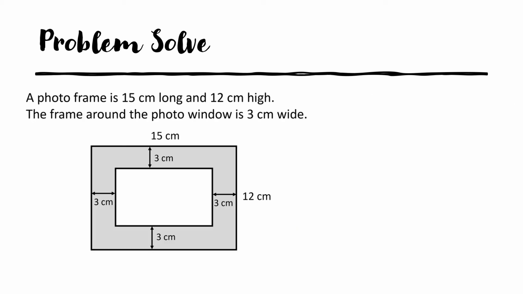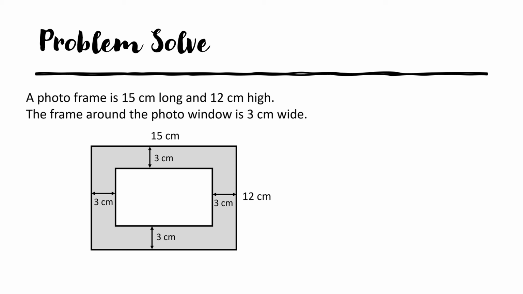Okay, so here I have got a photo frame which is 15 centimetres long and 12 centimetres high. The frame around the photo window is 3 centimetres wide. You can see that on the diagram below. Okay, the problem is I want to work out the perimeter of the photo inside. So I need to use these measurements to help me.